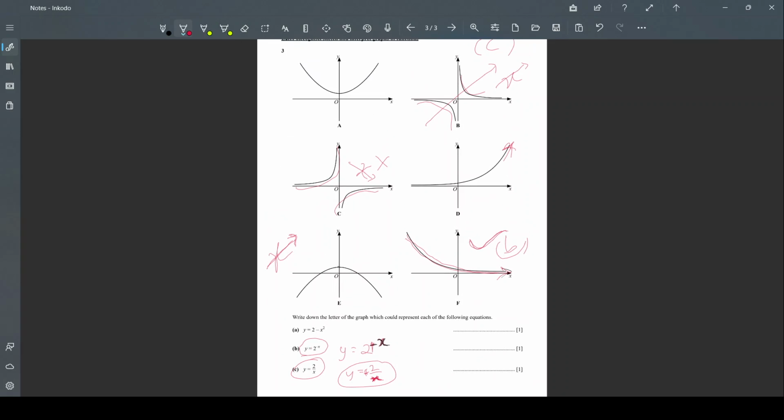I hope you understood a little bit about the graph. Okay, so let's move on to the next question.